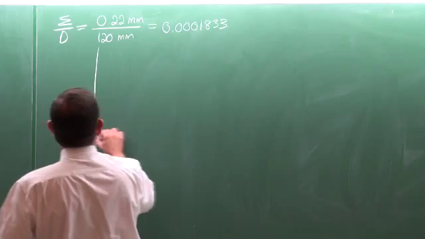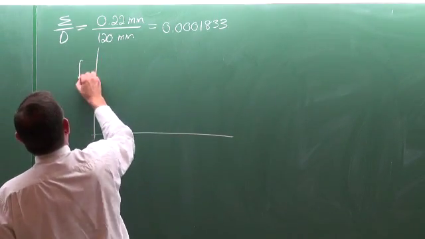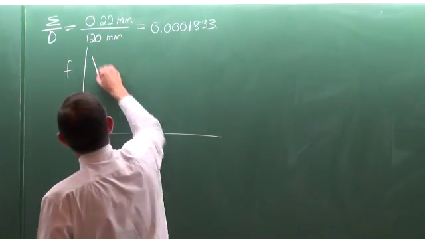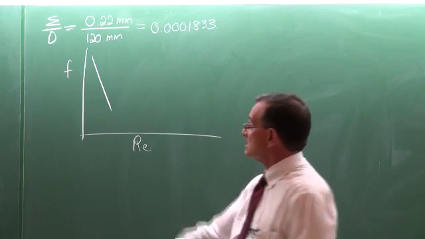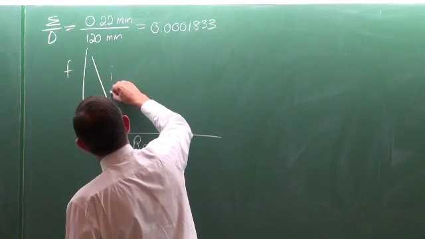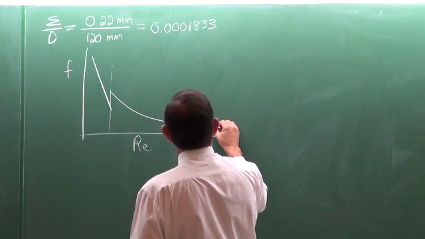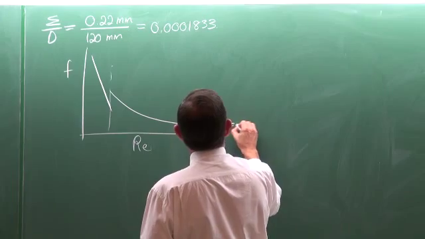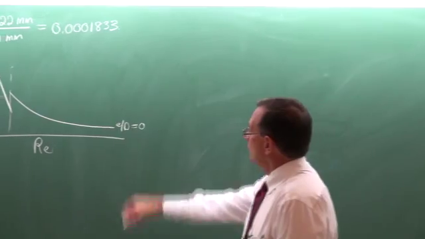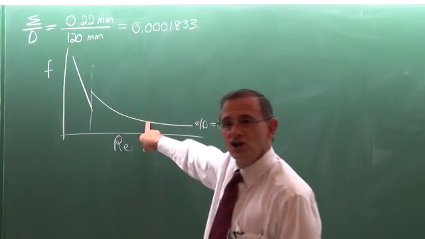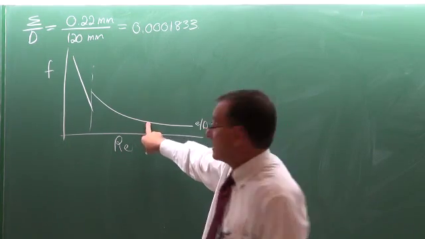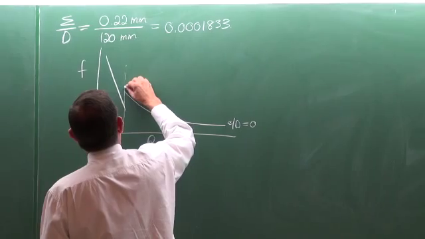So on the Moody chart, if you look at the friction factor versus the Reynolds number, if the flow is laminar, then the friction factor is equal to 64 divided by the Reynolds number up to the transition point, and then this line is the line where epsilon divided by d is equal to 0. Okay, and that is the smooth tube line. And with the previous lecture, I've given you equations that describe this line. But now we cannot use that line because we've got a rough tube.